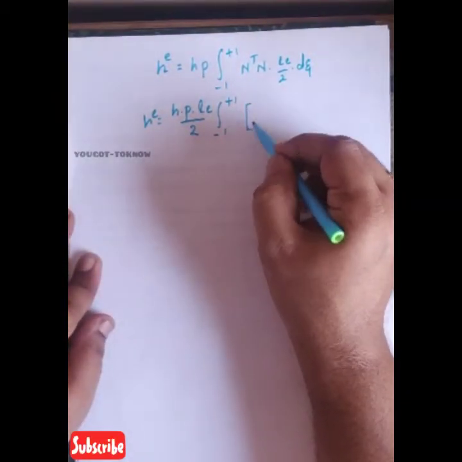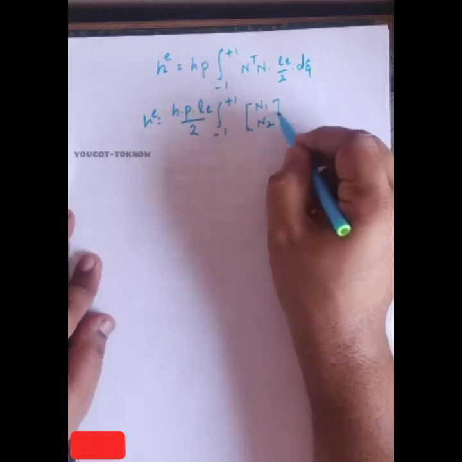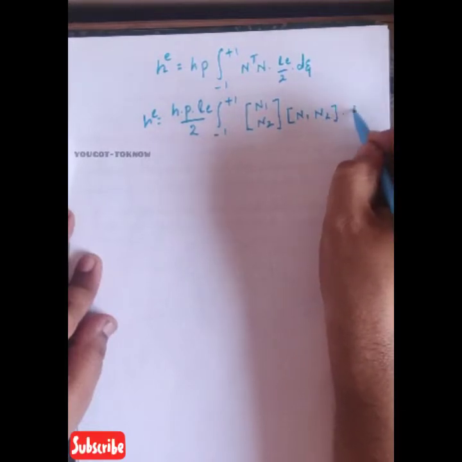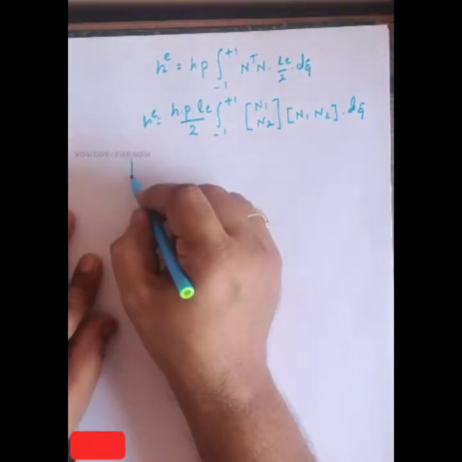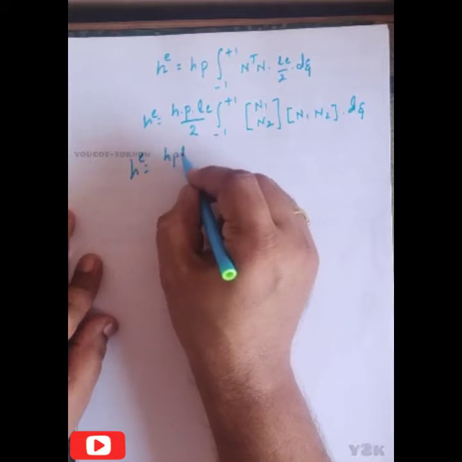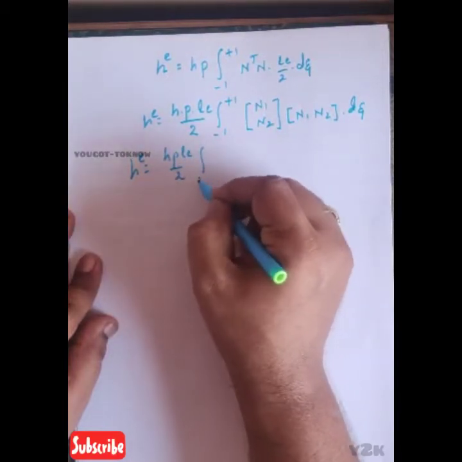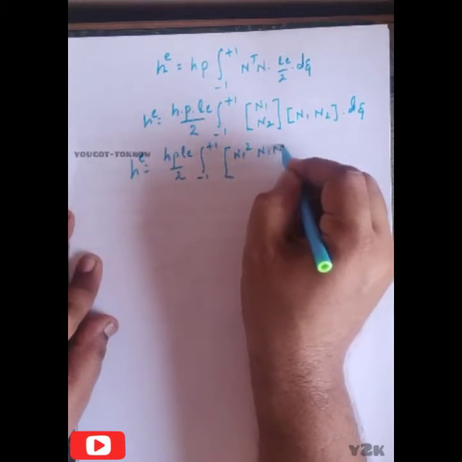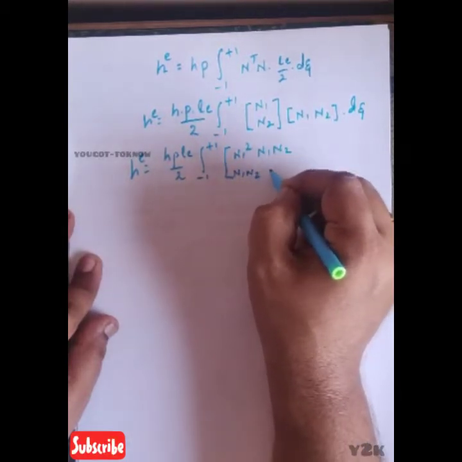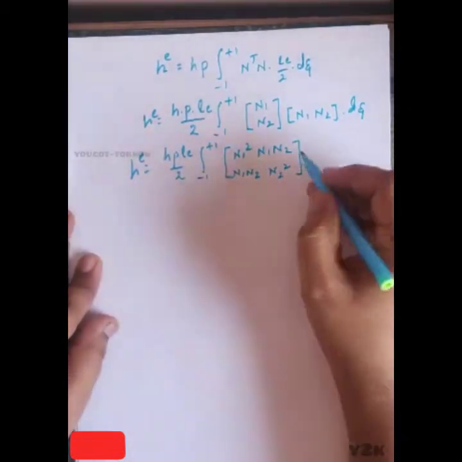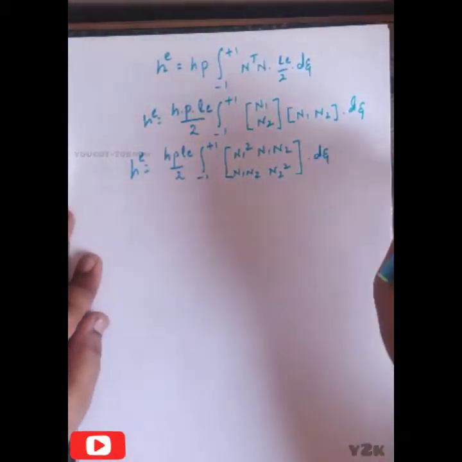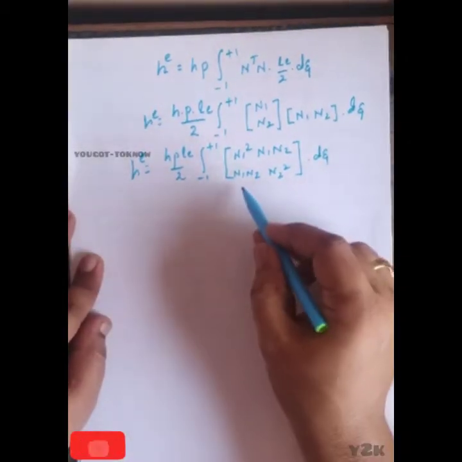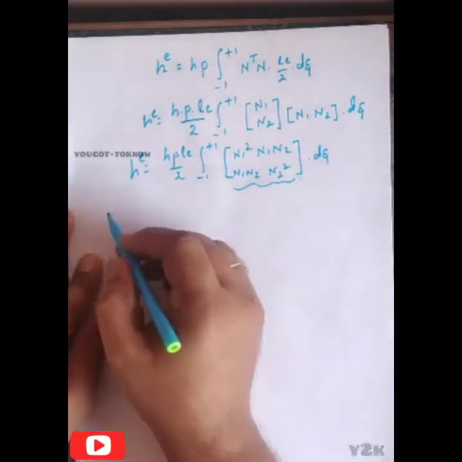What is N? N1, N2. This is like your bar element, correct? If you observe your second figure, it is like a bar element, N1, N2, into d zeta. So HE will be equal to HP LE by 2, integral from -1 to +1. If you observe this, it will be N1 square, N1 N2, N1 N2, N2 square. Previously I did this in the global coordinate system, and the conductive matrix derivation can also be done in the natural coordinate system. We have already solved this in the previous chapter.